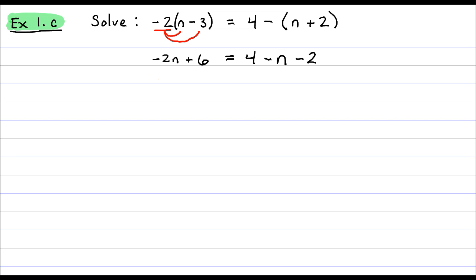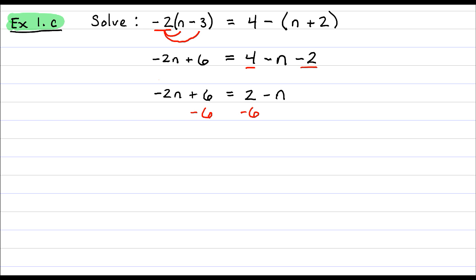So the next step, before I start moving things to opposite sides of the equation, I'm going to simplify the right-hand side slightly by combining this 4 and the minus 2. So my new equation is going to be minus 2n plus 6 equals 4 minus 2, which happens to be 2, minus n. Okay, so now I'm going to start moving things to the proper sides of the equation. In particular, this 6, I need to get rid of on the left-hand side of the equation. So I'm going to subtract 6 off from both sides of the equation.